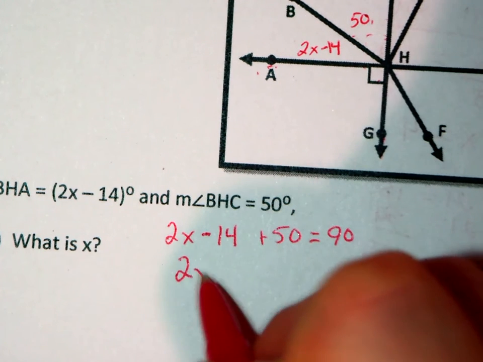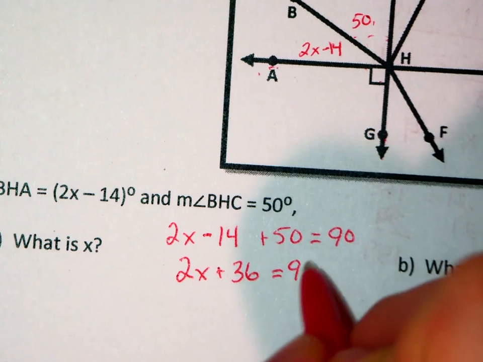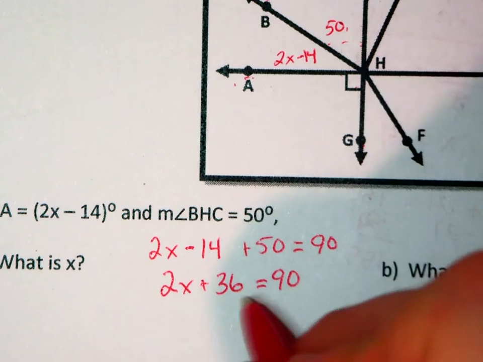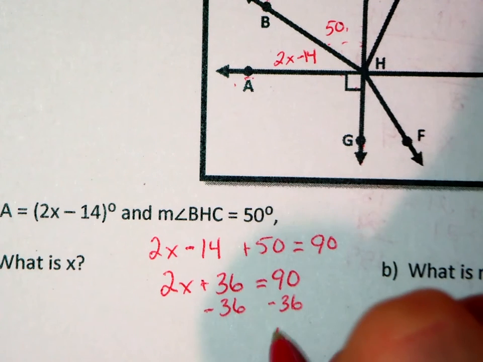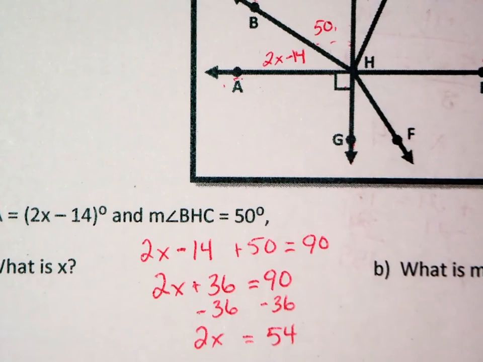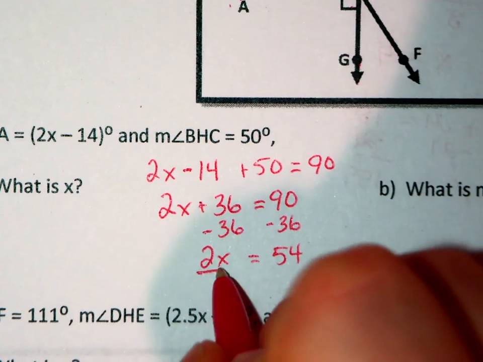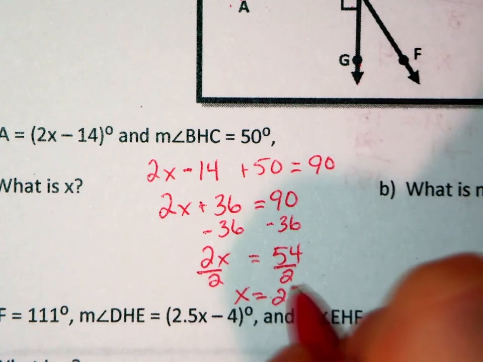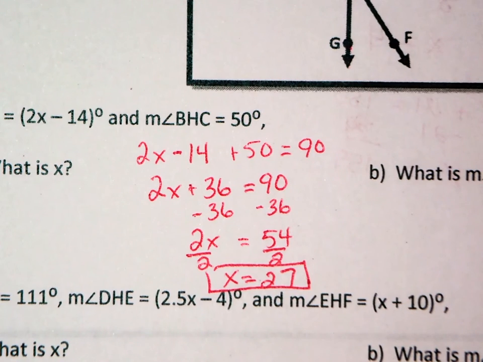Combine my like terms, so 2x plus 36 equals 90. Subtract 36 from both sides. And we divide by 2 on both sides. So my value of x is 27.